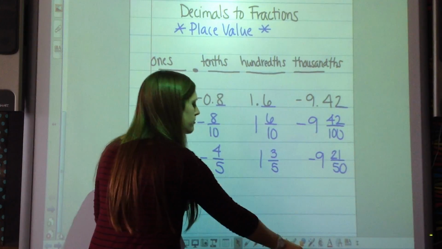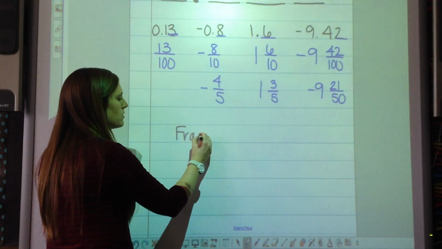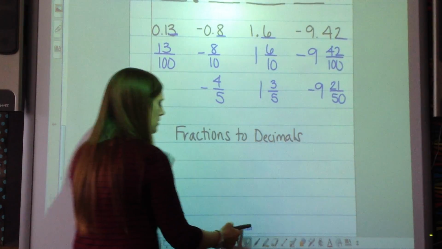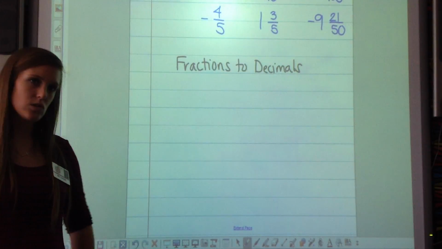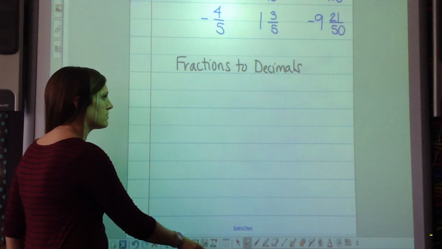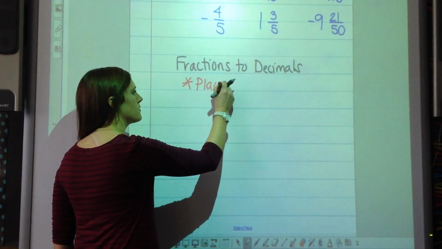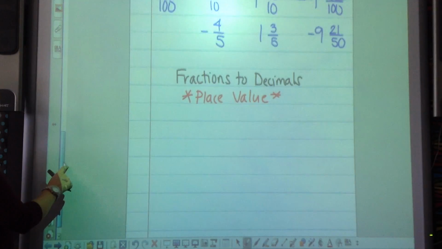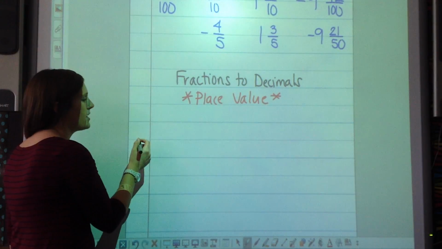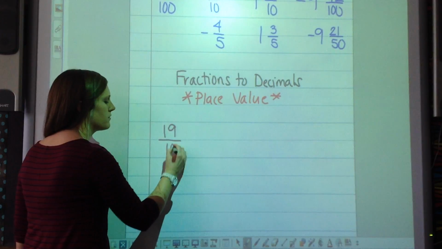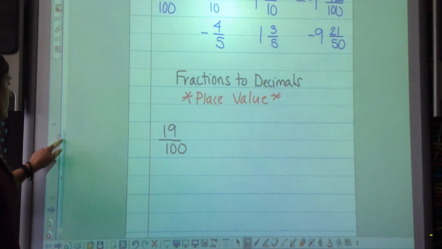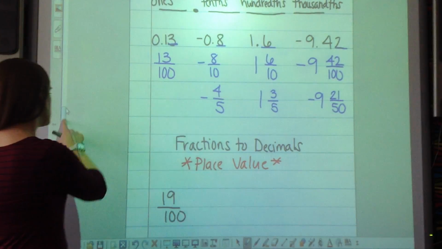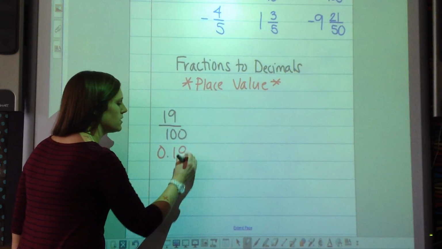Okay, let's go the other way. Let's go from fractions to decimals. I can think of 2 different ways to do this. The first way to do it is to use place value. And this is the shortcut. The opposite of what we were doing up there. So let's say they give us a fraction such as 19 over 100. Because this is a 100, I know that my last digit, this 9, is going to go in the hundredths place. So I get a decimal that looks like this.